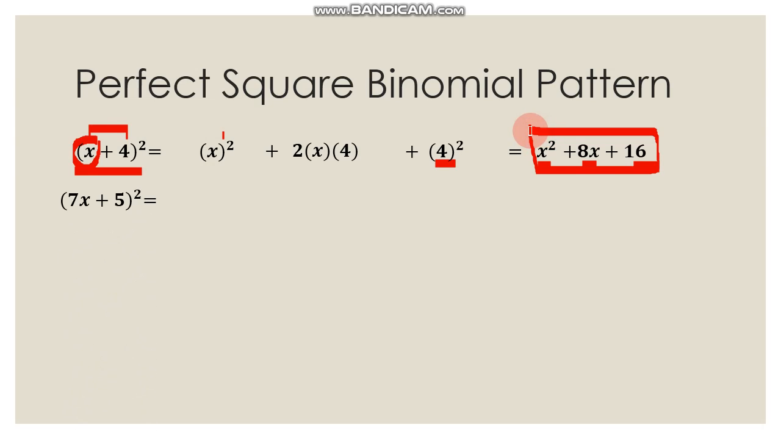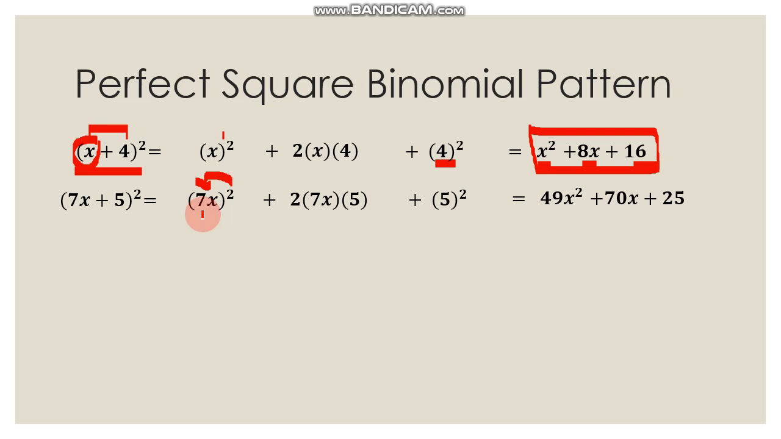Another example. The quantity 7x plus 5, squared. Again, to find the square of a binomial: square of the first term, twice the product of the two terms, and square of the last term. So distribute the square to each. 7 times 7, we have 49x squared. 2 times 7x times 5, we have 70x. And 5 times 5, we have 25.